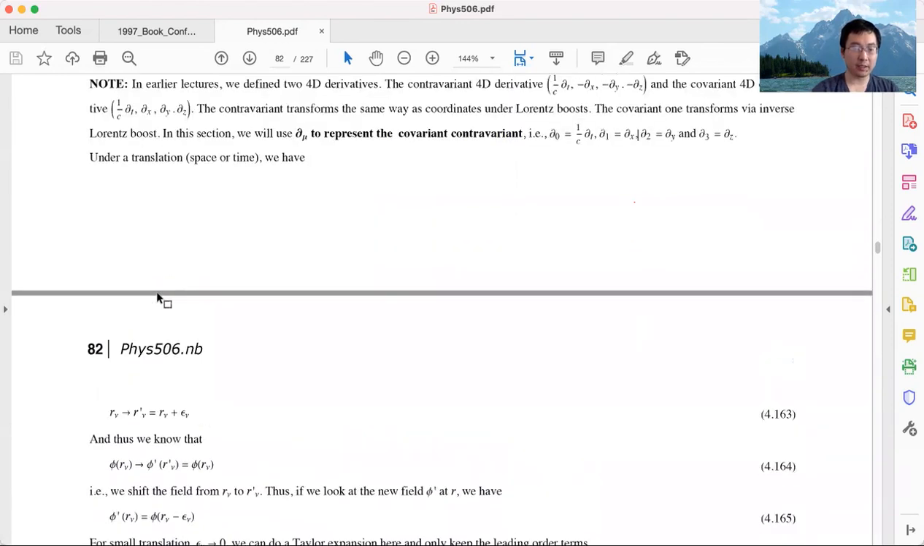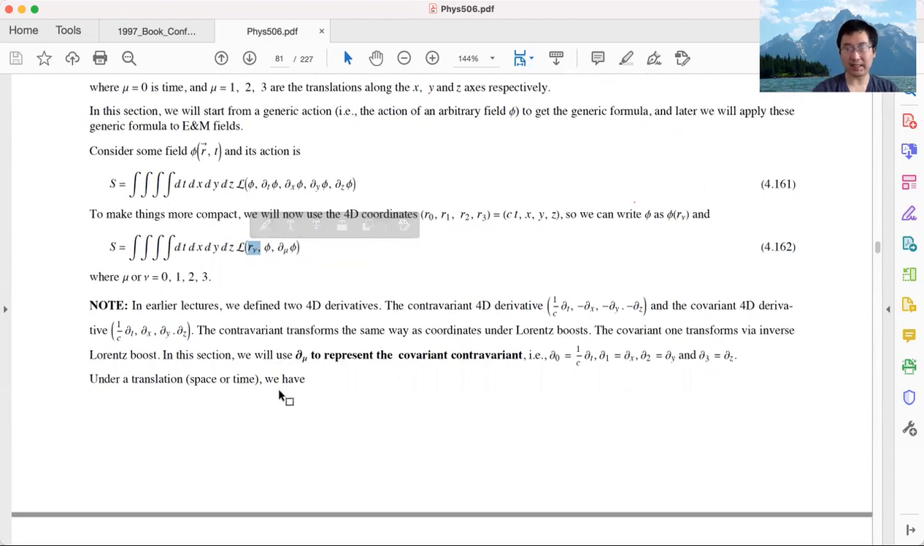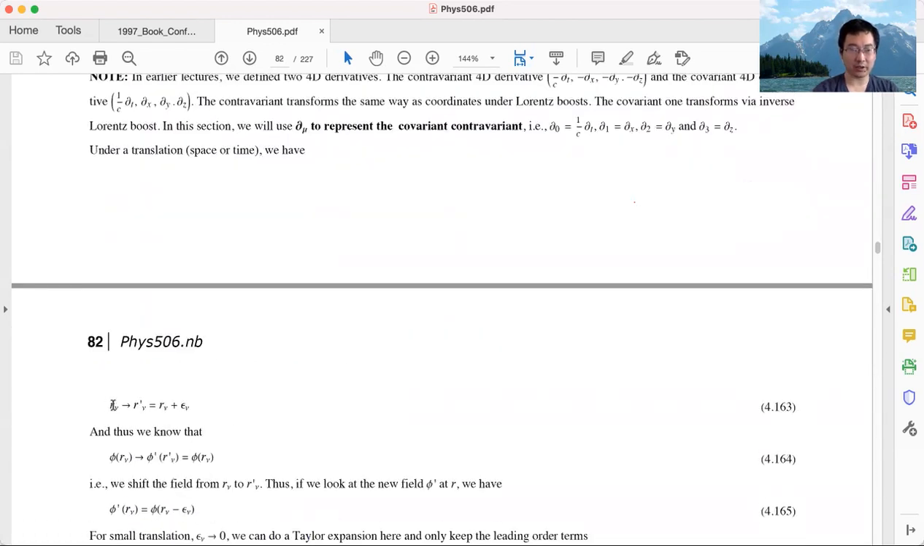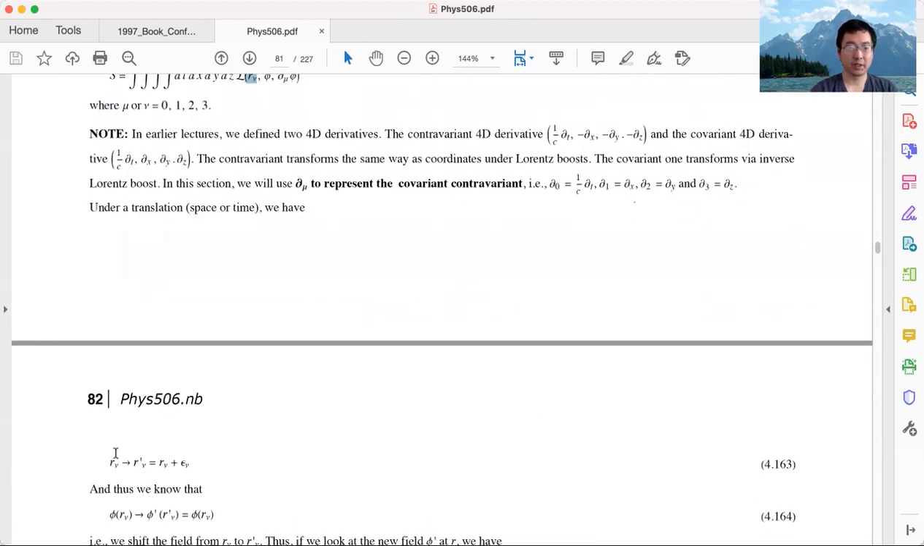Now let's look at these 3 objects. How do these objects change under translation? How does the coordinate change under translation? Well, that answer is easy. Under translation, the coordinate just becomes r plus epsilon. I'm considering a small translation, so epsilon is my translation vector. So the first object, the coordinate, under translation, should become this.